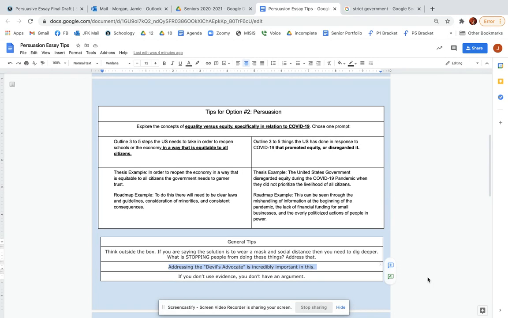And then the last thing is if you don't use evidence, you don't have an argument. Though your opinions are valid and your feelings are true, you don't have a doctoral degree in public relations. So you need to use evidence in order to prove yourself. The last thing I'm going to throw in there is anytime you use numbers with evidence, so statistics, you should always include the date in which you received that information. So according to an article published on February 2000 whatever, here's a number, because numbers are constantly changing, especially with COVID.